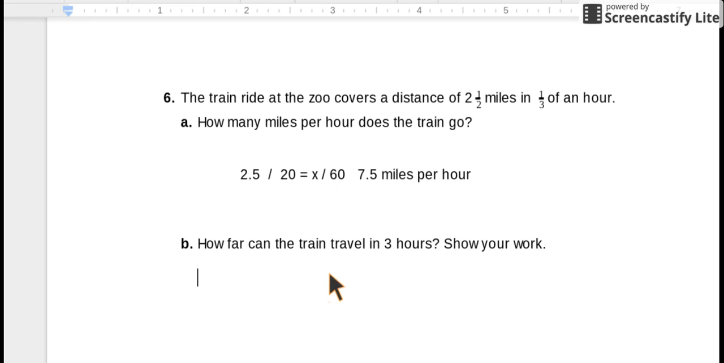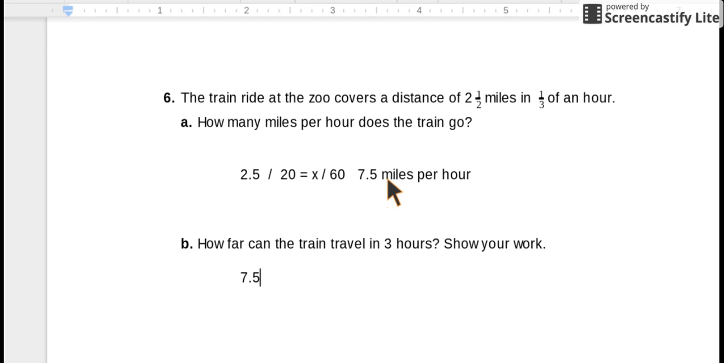Now after you're able to get that, it's not too hard to find the answer for question B. How far can the train travel in 3 hours? Well, if the train travels 7.5 miles per hour, all we have to do is find out how much it travels in 3 hours. Again, we can set up a proportion. We can either use what we already have for our rate, or we can use our new unit rate as our rate.